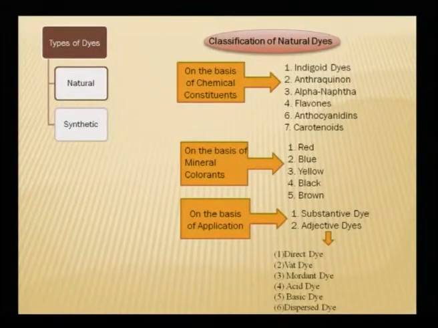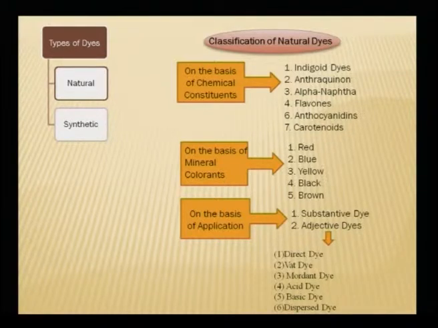Now, classification of dyes, we have seen that on the basis of chemical constituents, they can be indigoid dyes, anthocyanin dyes, alpha naphthoquinone dyes, flavone dyes and carotenoid dyes. Today's lecture will mainly emphasize the anthocyanin dyes. On the basis of the color present, the dyes can be segregated into red dyes, blue dyes, yellow dyes, black dyes or brown dyes.